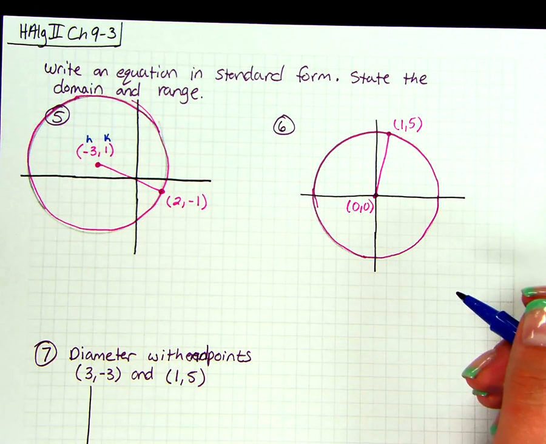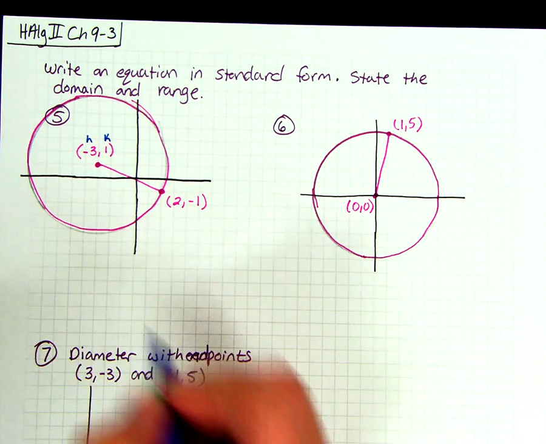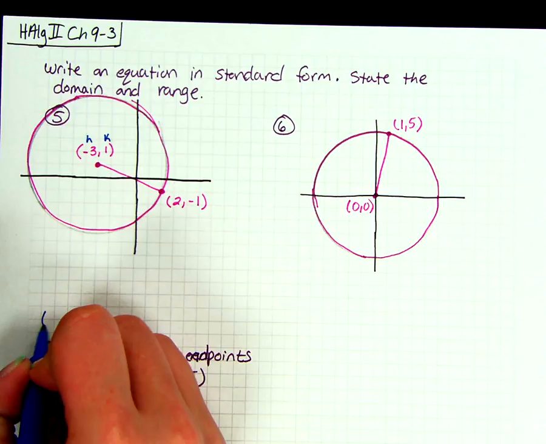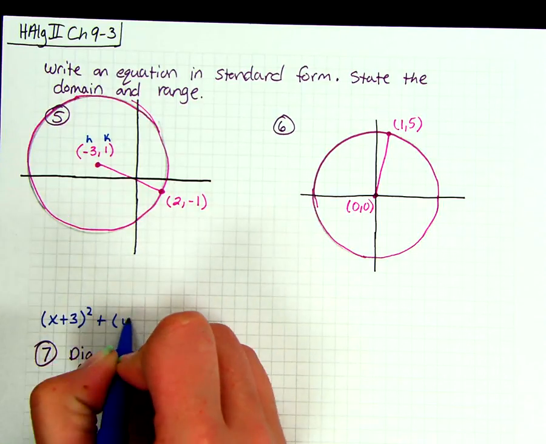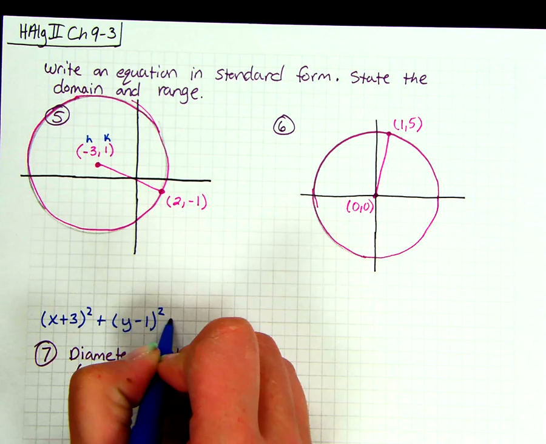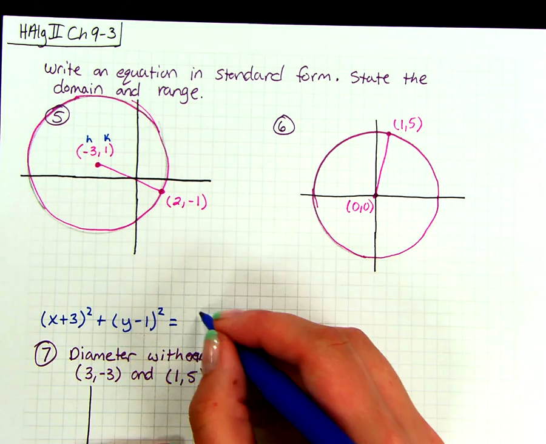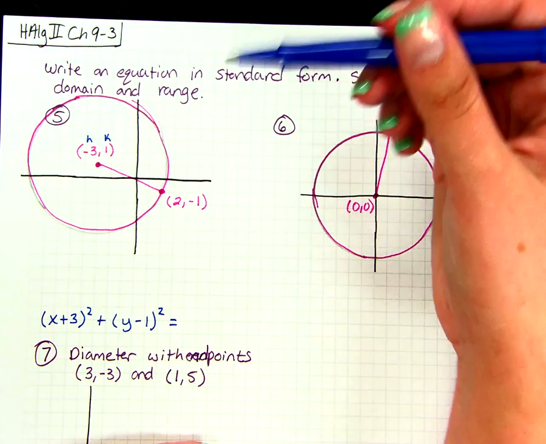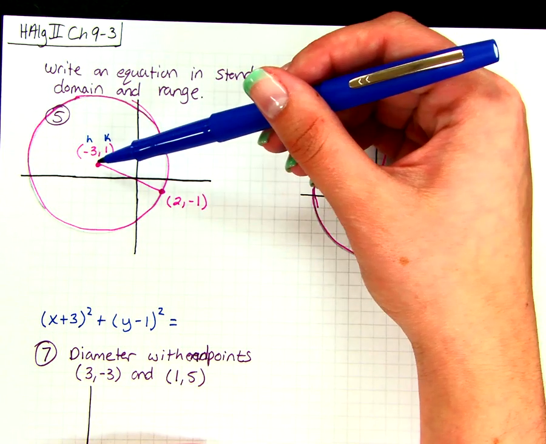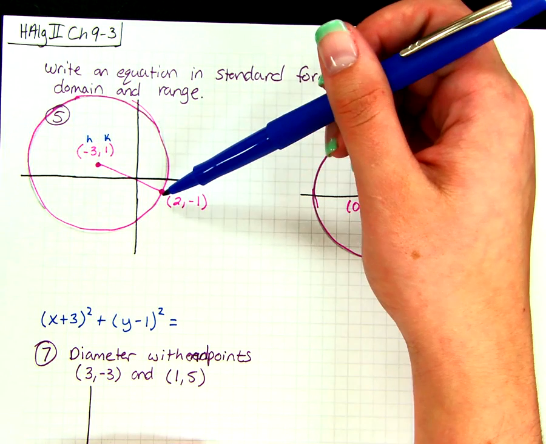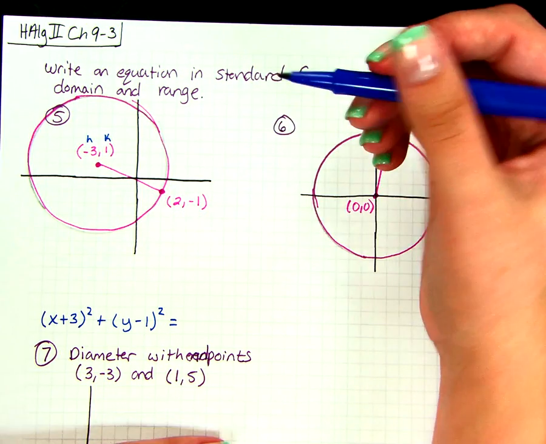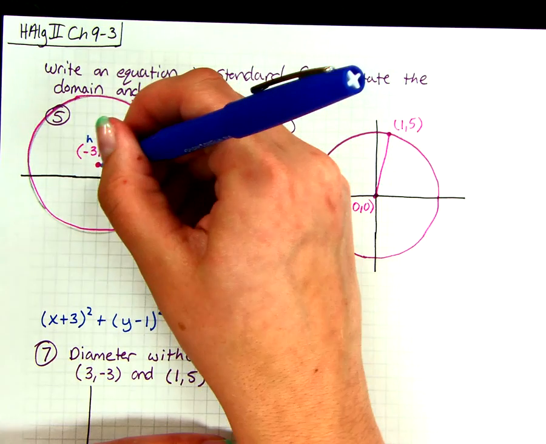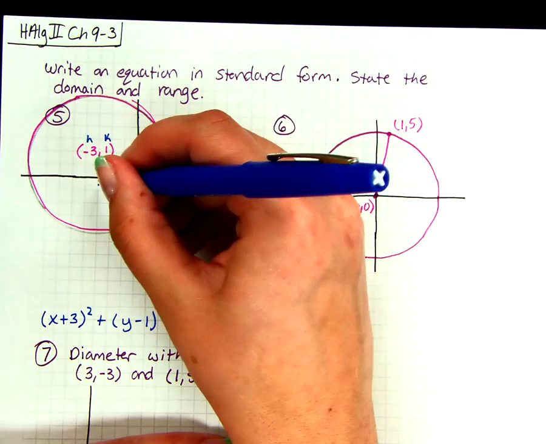Okay. So right now, for my equation, I know that we are going to have (x + 3)² + (y - 1)² equals. Now we just have to find the radius. The radius is the distance from the center to the outside of the circle. We can either use the distance formula, or if we don't remember what the distance formula is, we can just make our own right triangle.